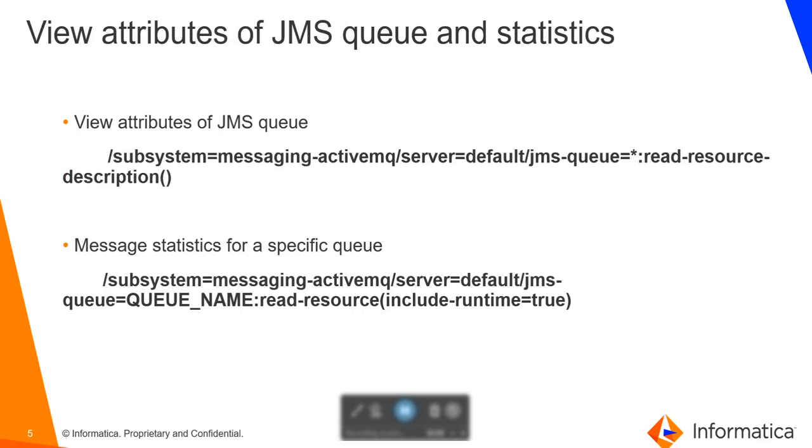The next is to view attributes of a JMS queue and statistics. We can see the attributes of a JMS queue, which are given by the JBoss CLI. Also, we can see the statistics of a specific JMS queue. What is the count getting added or what is getting consumed?